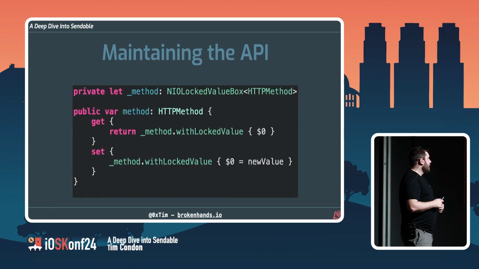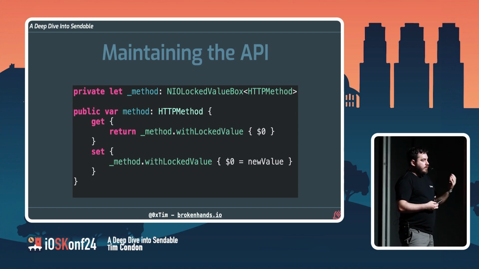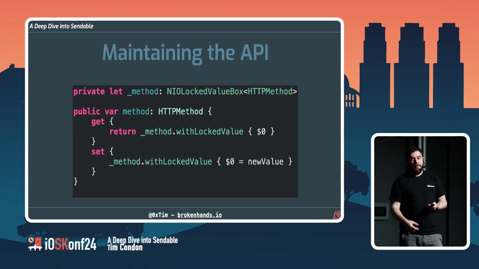So one little trick is to turn it into a computed property. We have a private property that's a NIOLockedValueBox internally, and then the public property is now computed, and we get and set and access it via that lock. This is a nice way of keeping your API the same without breaking it, but still making it safe. So nice little trick there.